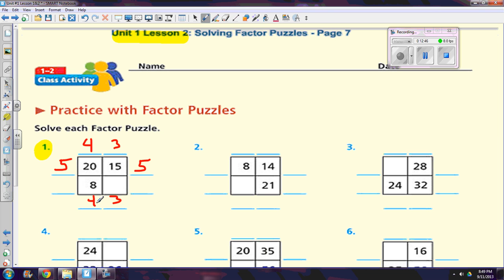8 divided by 4 is 2. 2 times 3 is 6. And there's your factor puzzle.